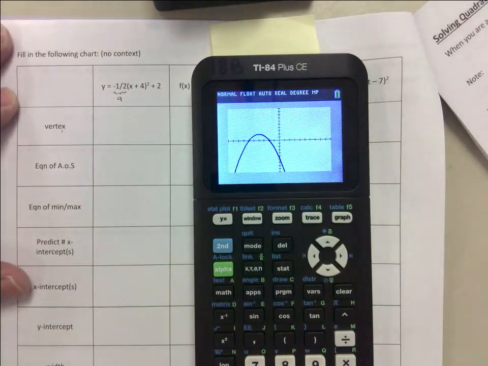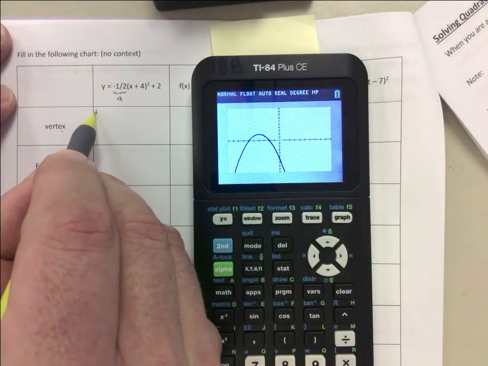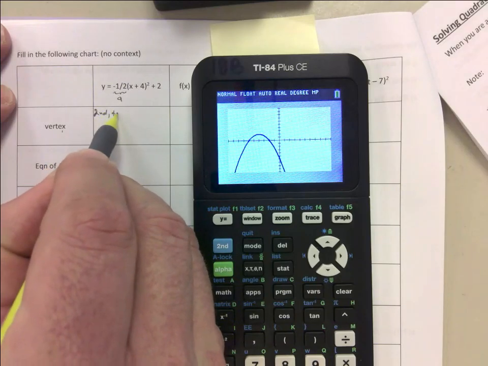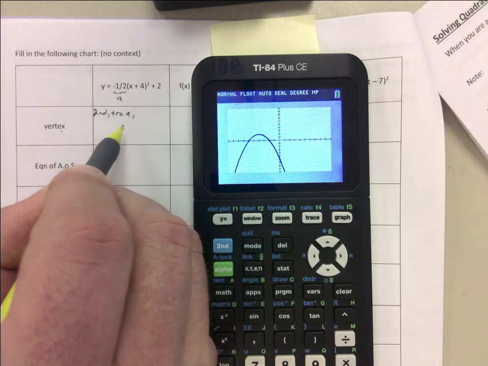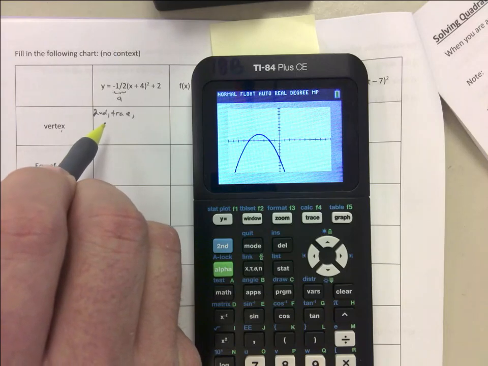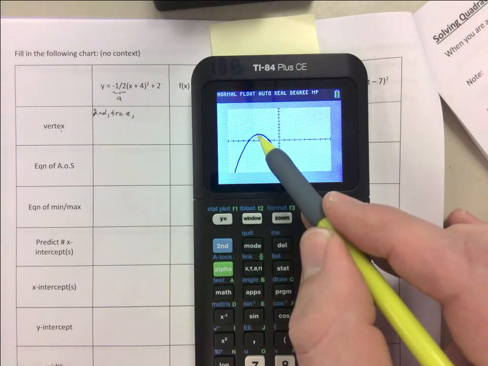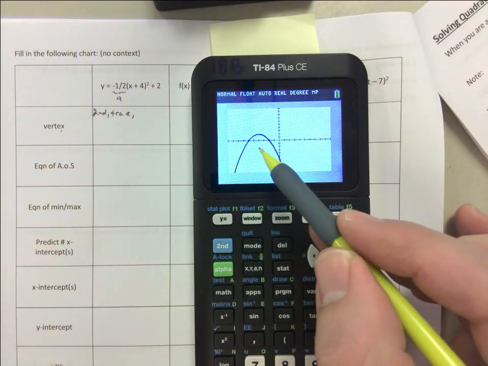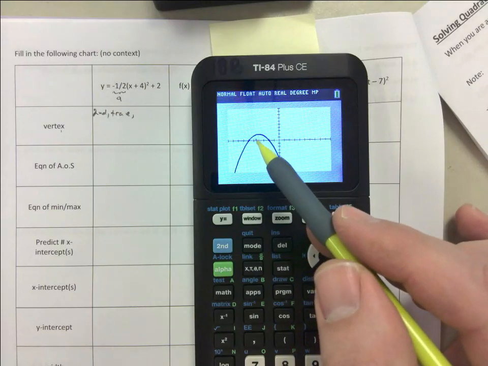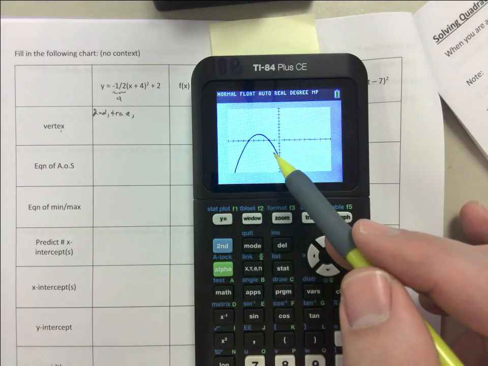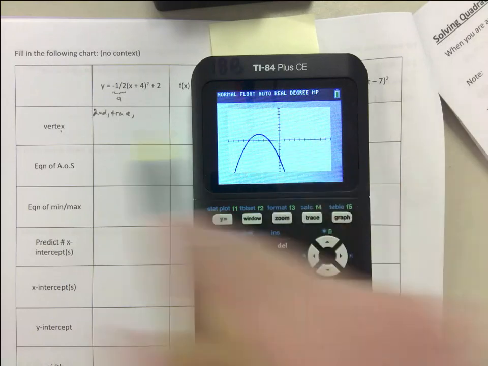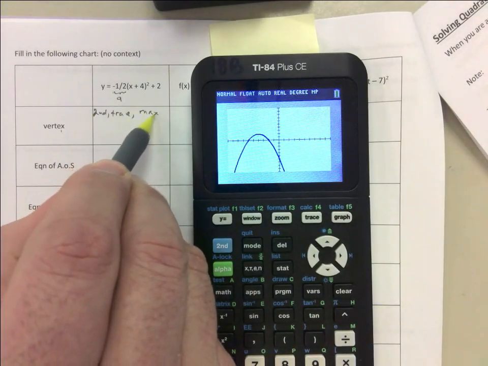To find the vertex, I'll have to press second, trace. Min or max? Max, because that is the highest point. It's the maximum. Think of a hill. It looks like a hill, right? Otherwise, it's a valley, the lowest point, the minimum. Hill, it's the max. So you have to press max.